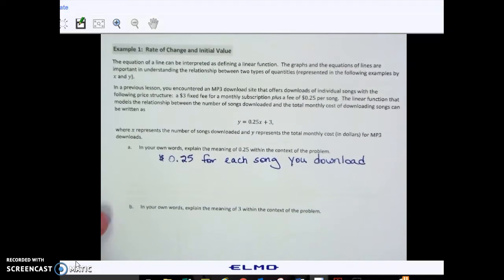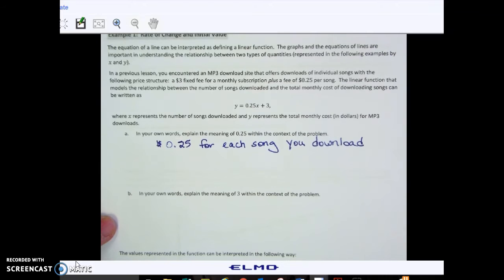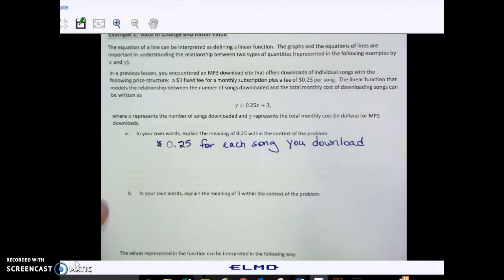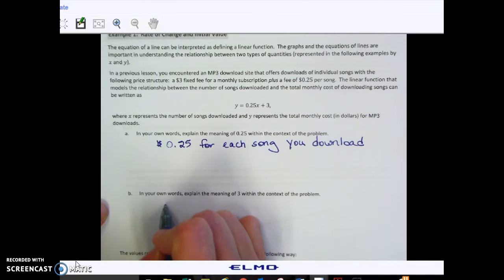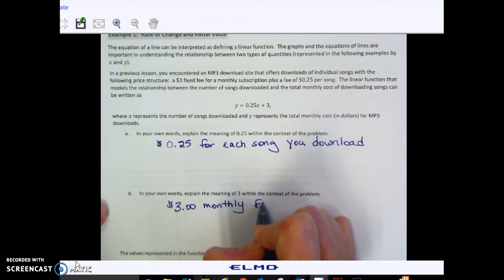Okay, the second question here says, in your own words, explain the meaning of 3 within the context of the problem. Well, the 3 is the initial value. In the context of the problem, the 3 is the monthly subscription fee that you're going to have to pay. So it's the monthly fee that you have to pay.